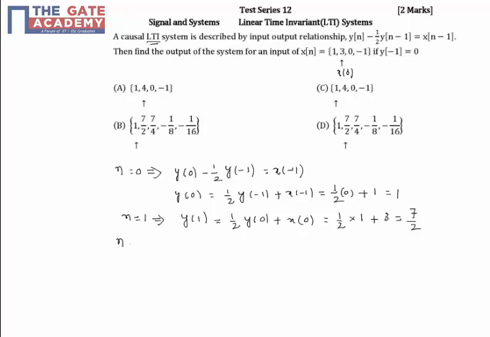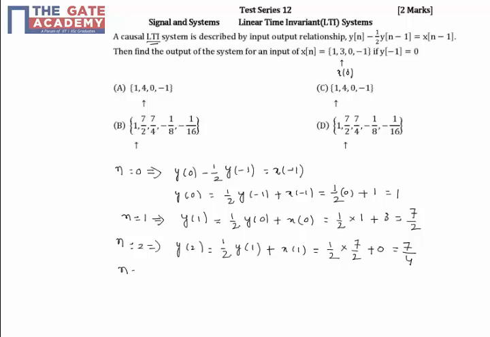And if you put n equal to 2, you will get y of 2 equal to 1 by 2 y of 1 plus x of 1. This is equal to 1 by 2 y of 1 is 7 by 2 and x of 1 is given as 0. So we will get y of 2 as 7 by 4.